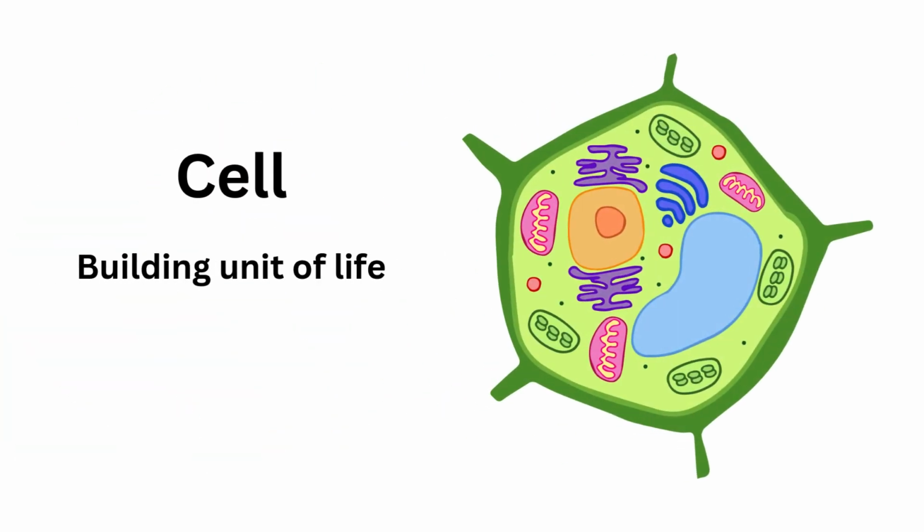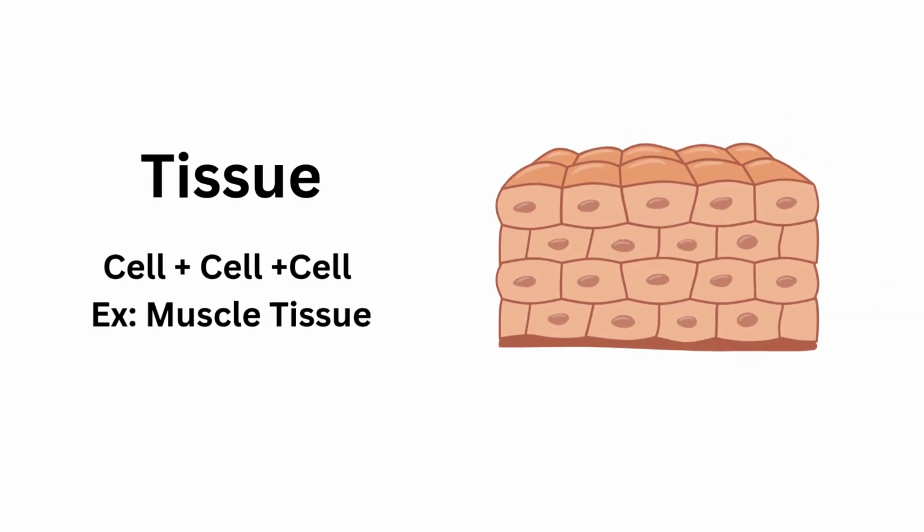Now we move on to the levels of biological organization. The smallest unit of life is the cell. All living things are made of cells. Some organisms like bacteria are unicellular, while us humans are multicellular. Okay, if you bring a group of cells together, what do you call them? A tissue. And these tissues perform a specific function.